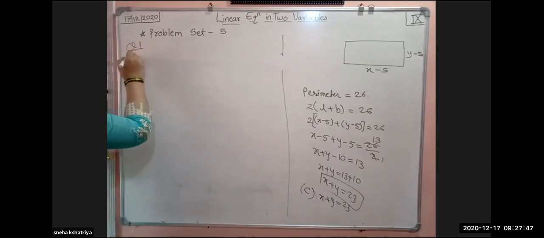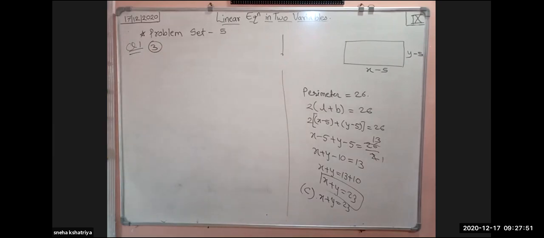Question number 1, the third example. What is the third example given to us? Ajay is younger than Vijay by 5 years. The sum of their ages is 25 years. What is Ajay's age?